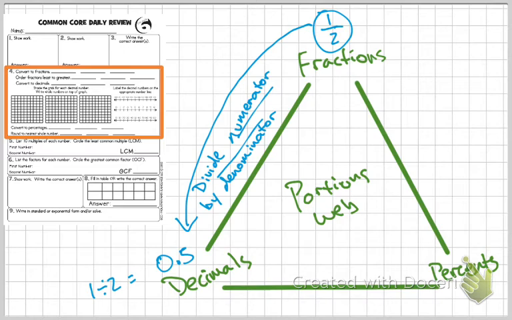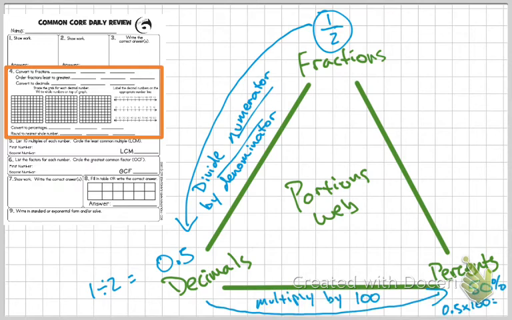Now I've figured out 2 of the 3 parts in my portions web. Let's go ahead and look at how we might take a decimal and turn the decimal into a percent. Well, we're simply going to multiply whatever our decimal value is by 100. And in this case, that would have been 0.5 times 100, and that would give us 50%.